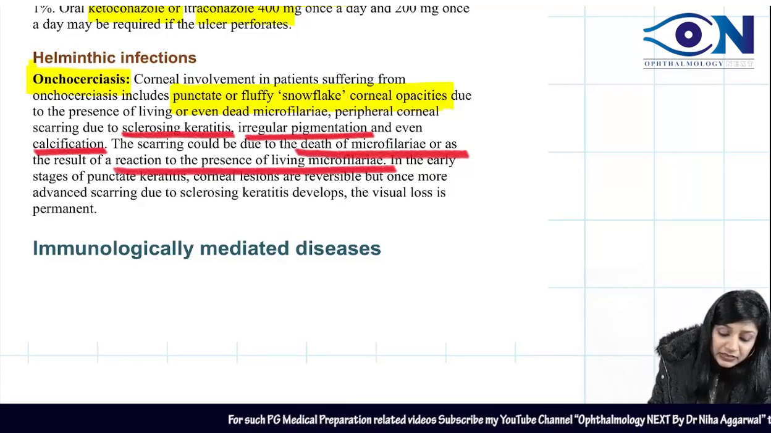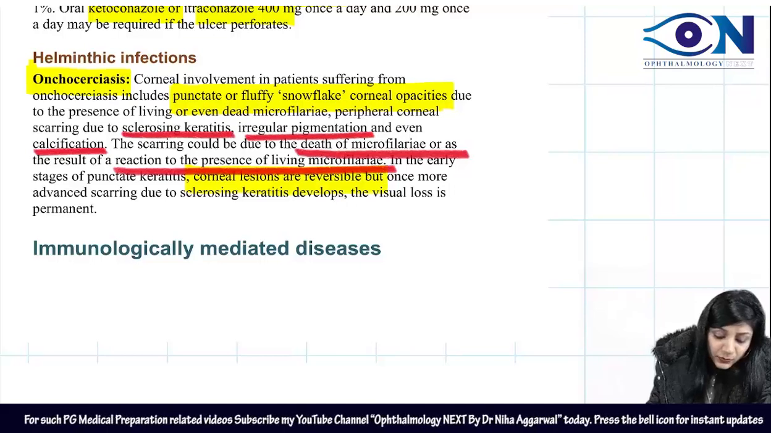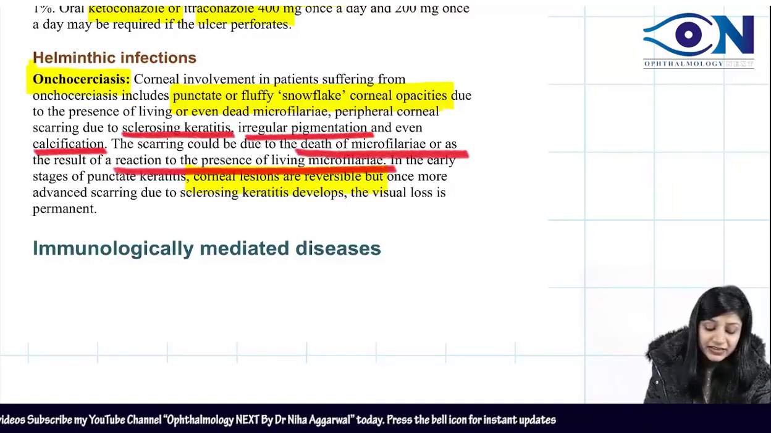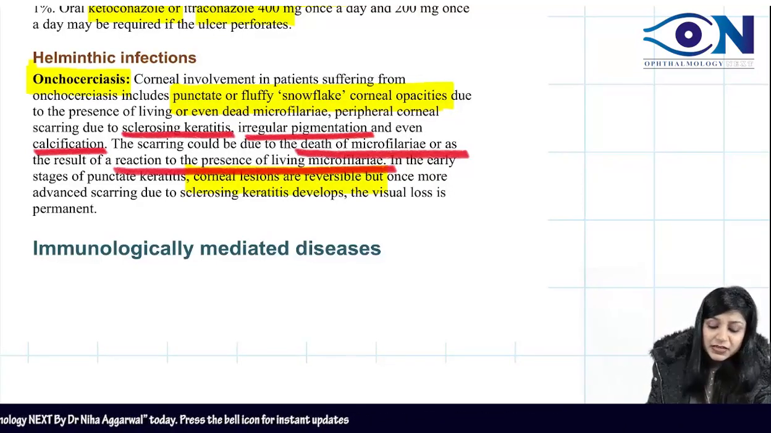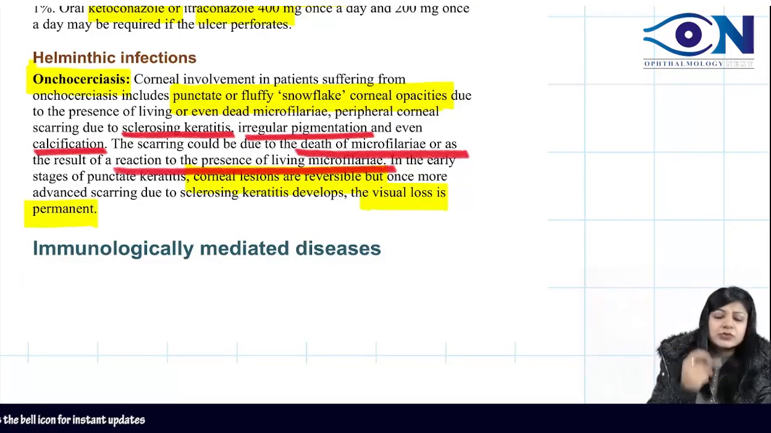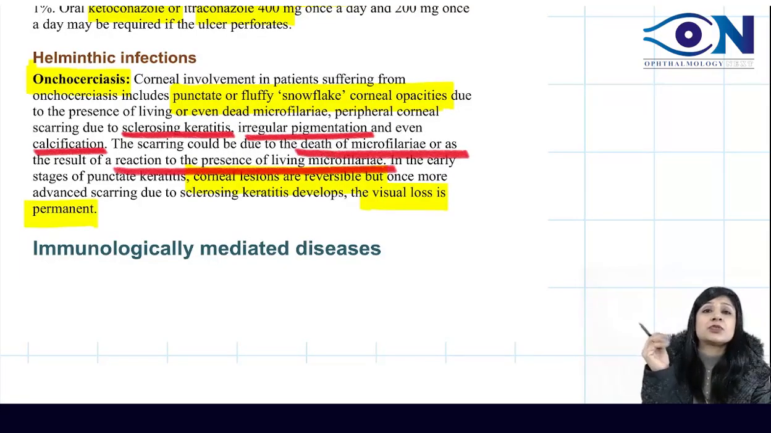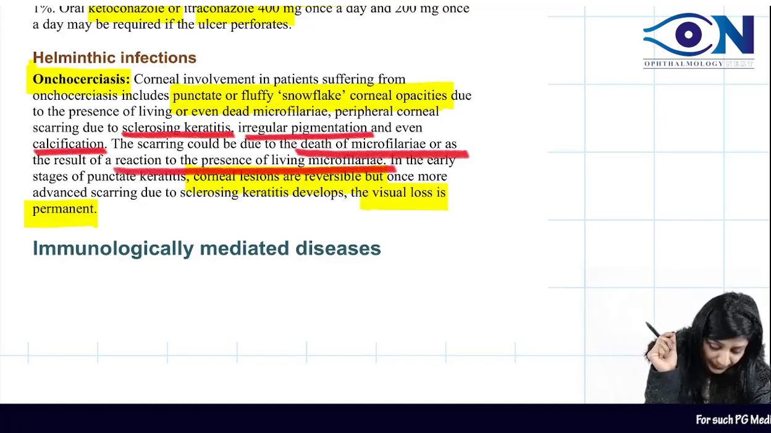The corneal lesions are reversible, but once more advanced scarring due to sclerosing keratitis develops, then the visual loss is permanent. So in the initial stages, there could be scarring, but afterwards, the visual loss becomes permanent. So obviously it will become an important cause of diminution of vision and blindness, and that is why onchocerciasis is also a part of the Vision 2020 program.